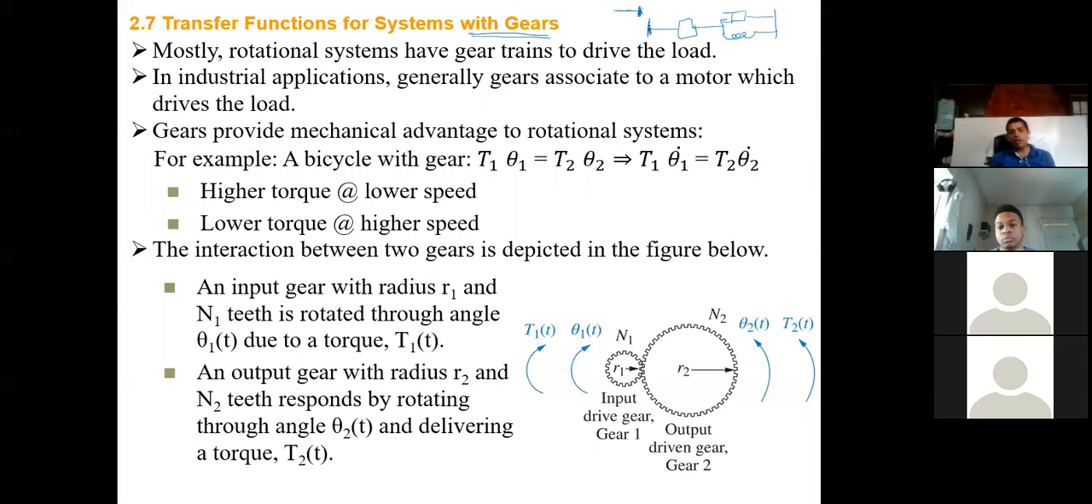Remember, when you have the real system, then you will have a motor, right? In robotics, we talk about DC motor a lot. So you have a DC motor, and that DC motor will act on the gears, right?